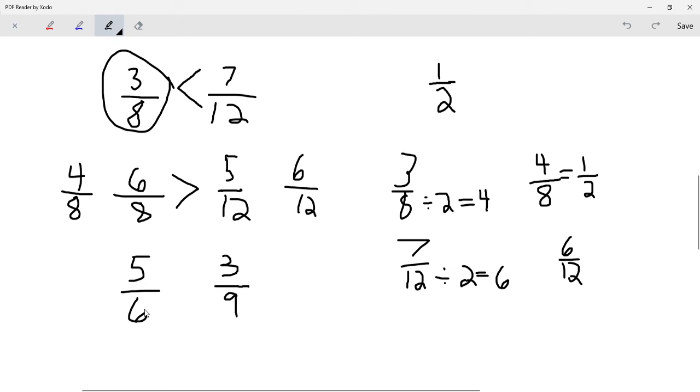Now, on this third one, this one's going to get a little tricky, and I'll show you why. 5/6, obviously 3/6, right, is half. 6 divided by 2 equals 3. So we just put that as the numerator. So 3/6 is half, so 5/6 is more than 1/2. Now we have 3/9, okay? 9 divided by 2 doesn't actually divide evenly, right? It's not an even number. So technically the answer is 4.5.